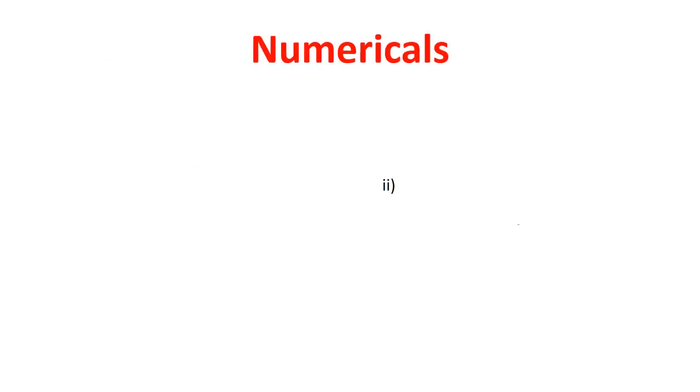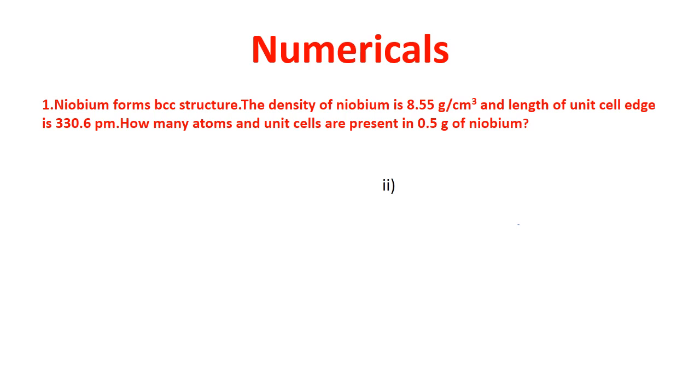Now here we are going to solve one numerical. Niobium forms BCC structure. BCC means body centered cubic structure, and the density of niobium is 8.55 gram per centimeter cube, and the length of unit cell a is 330.6 picometer. Now we will find out how many atoms and unit cells are present in 0.5 gram of niobium.